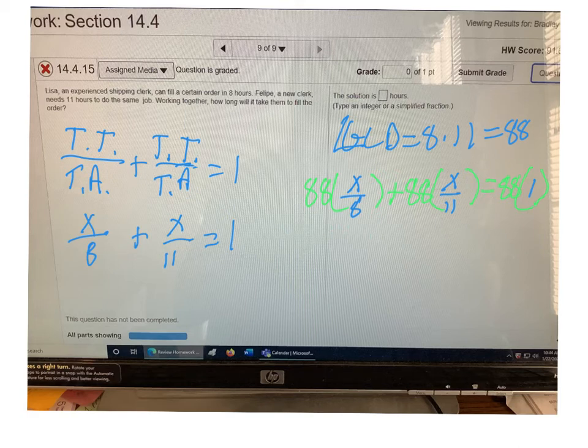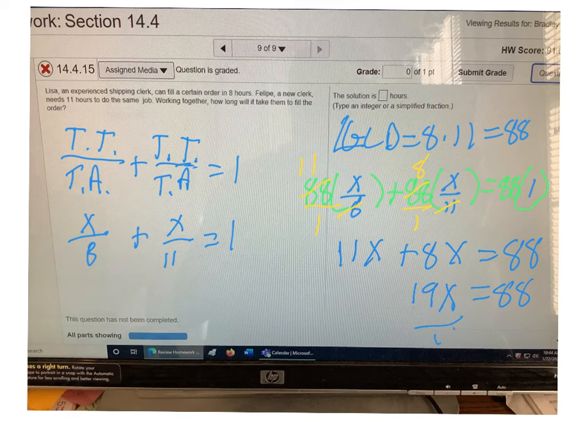I don't know if I want to work the whole thing for you, but you put this over 1, and the 8 will go in there 11 times. Put that over 1, 11 will go in there 8 times. And so what are we left with? We have 11x plus 8x equals 88. So that's 19x equals 88. Divide each side by 19. We have the final answer.